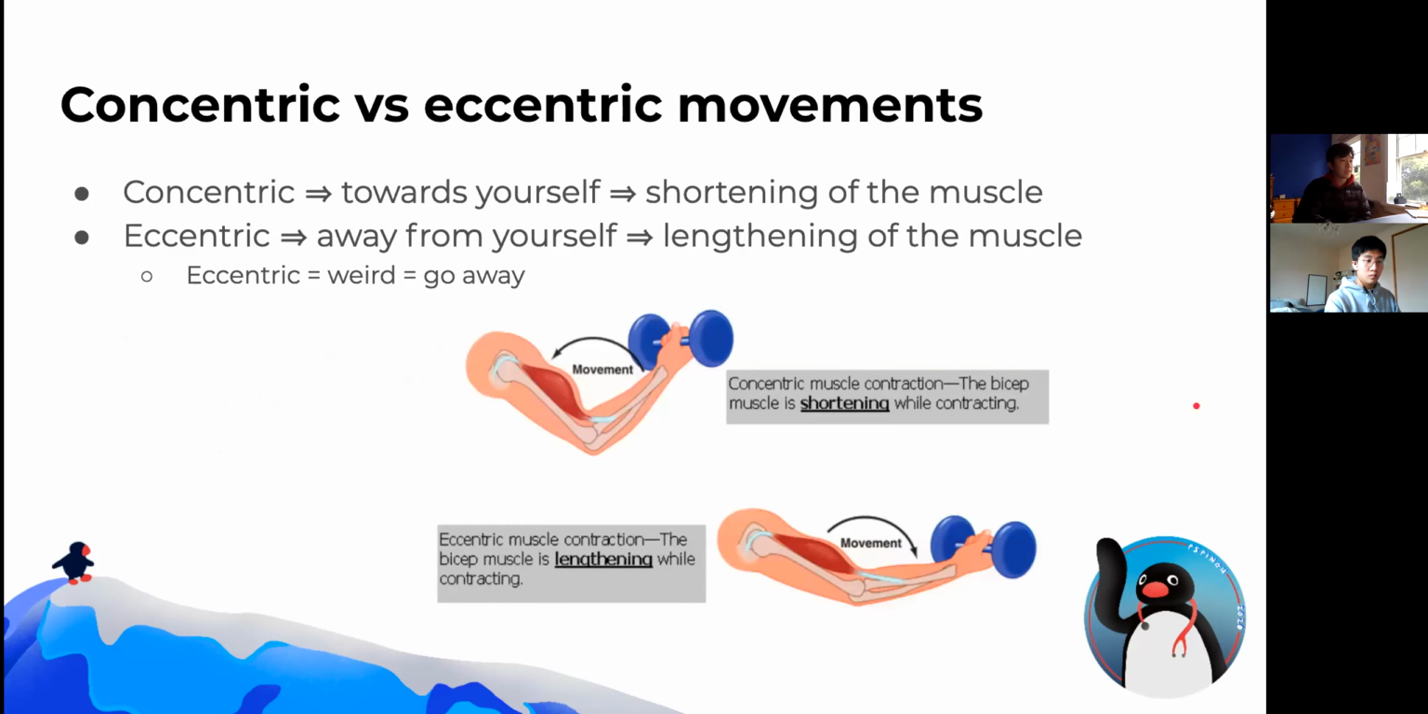Okay, so concentric and eccentric motion. Concentric just means towards itself. Towards itself means shortening of the muscle, whereas eccentric is away from yourself, so lengthening of the muscle. So E is like exit, or E is like eccentric, which is also like go away.